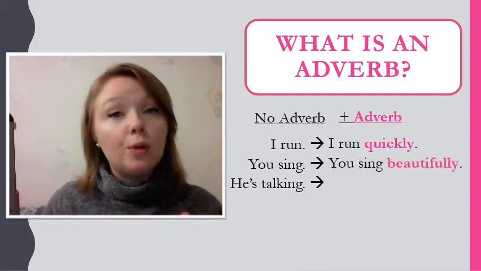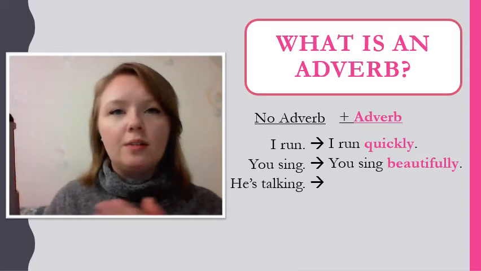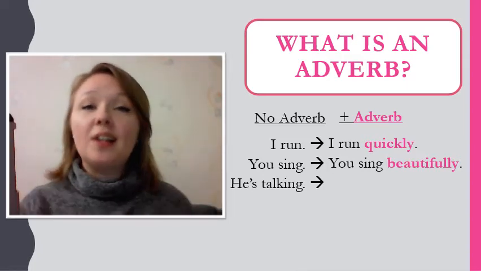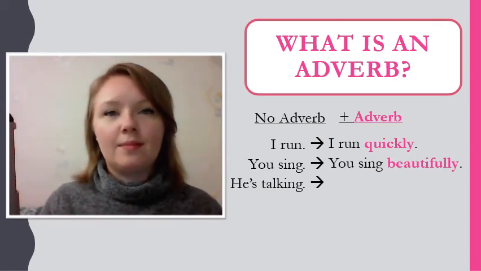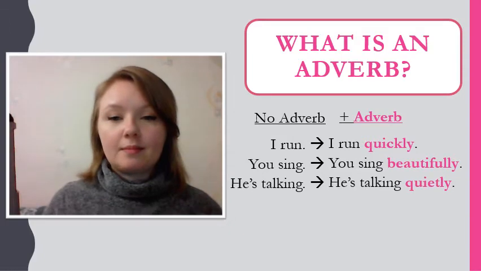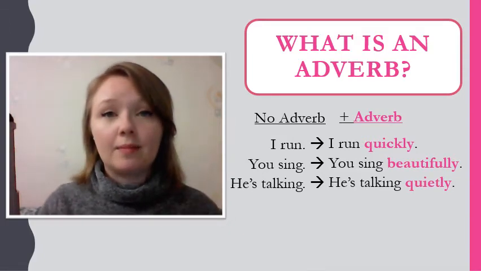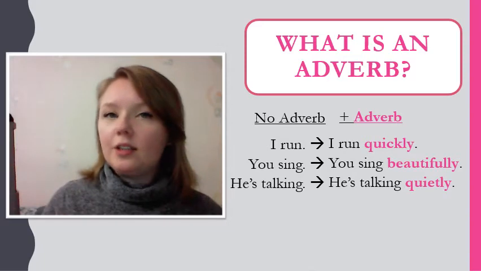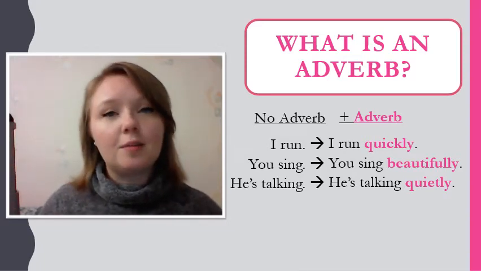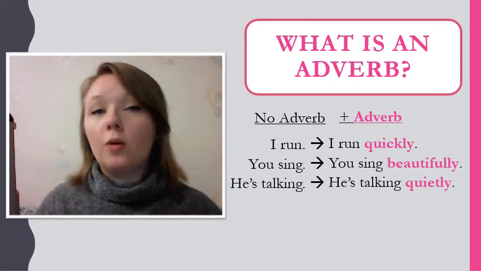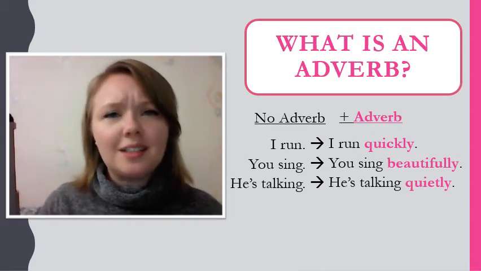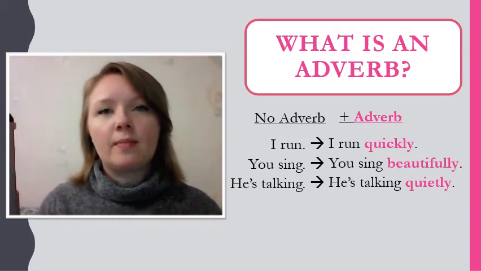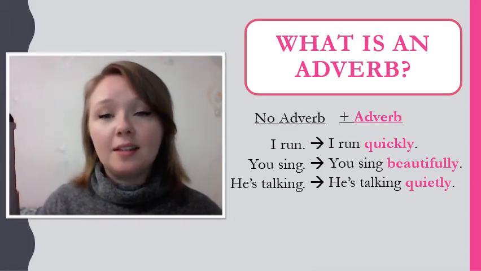You sing beautifully. Now we can use this adverb to describe the singing. What was the singing like? You sing beautifully. And finally, he's talking. He's talking quietly. You can see again that this really changes the meaning of the sentence by adding some more description. When you are talking about your memorable experience, I want to hear all of the great details about your experience. And adverbs of manner are a great way to do that.